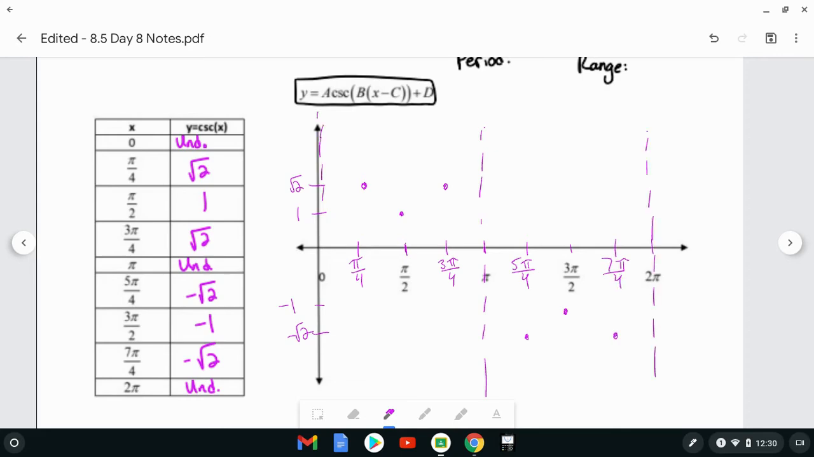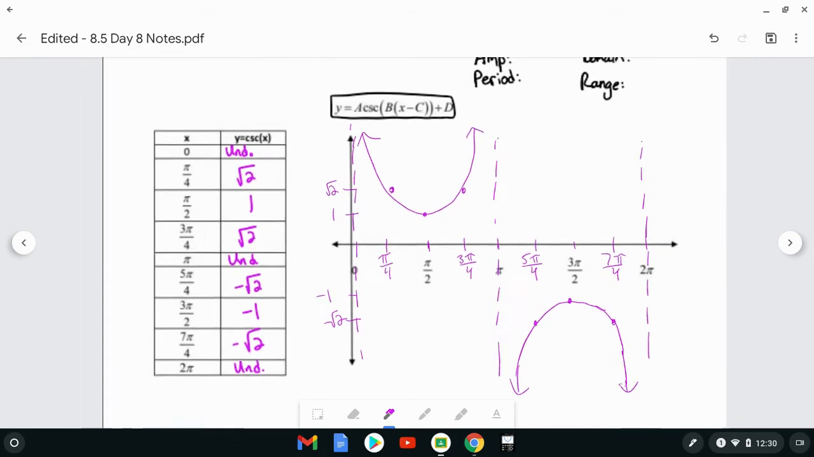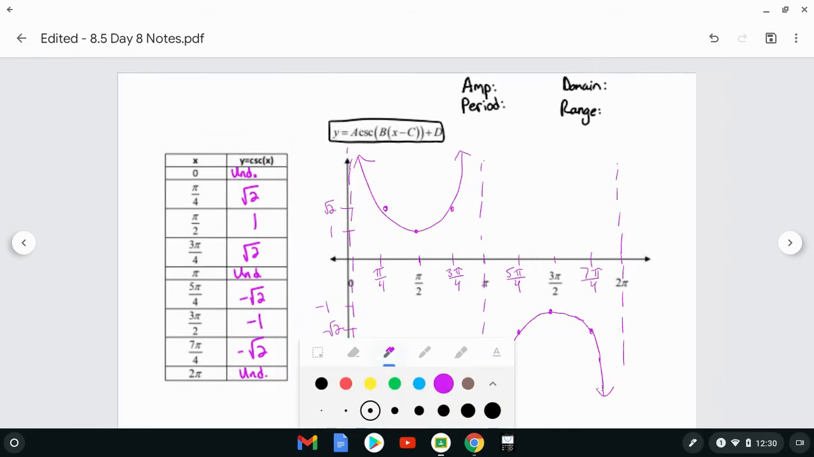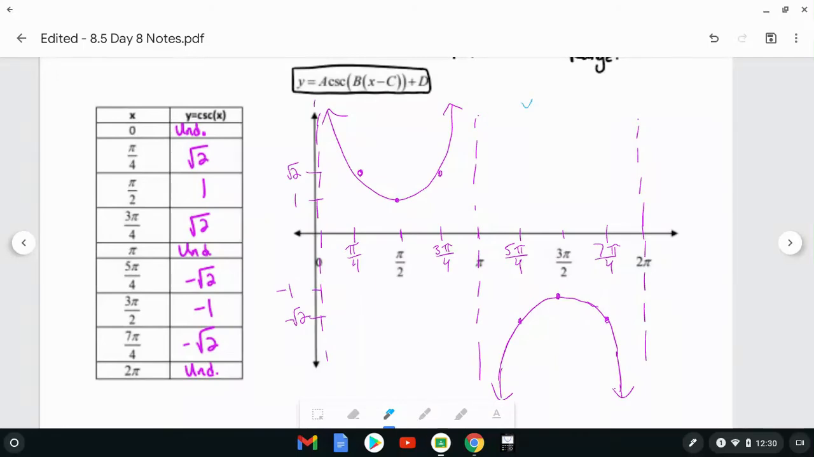So you notice, again, we're dealing with asymptotes when it comes to the reciprocal trig functions. This is our cosecant graph. Now, one thing to note here is if you look at the sine graph, sine of x, let's compare it because it is a reciprocal trig function, so we want to see if there's any sort of connection.